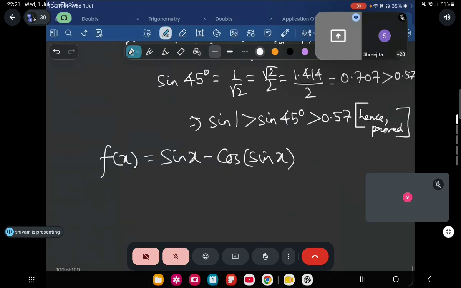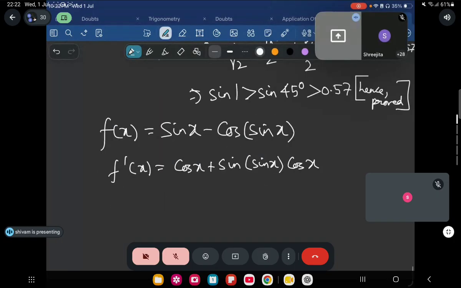Okay, I'm trying this with this function. What is f dash x? F dash x is equal to cos x minus, sorry, plus sine of sine x into cos x. Okay, this is what we are getting.